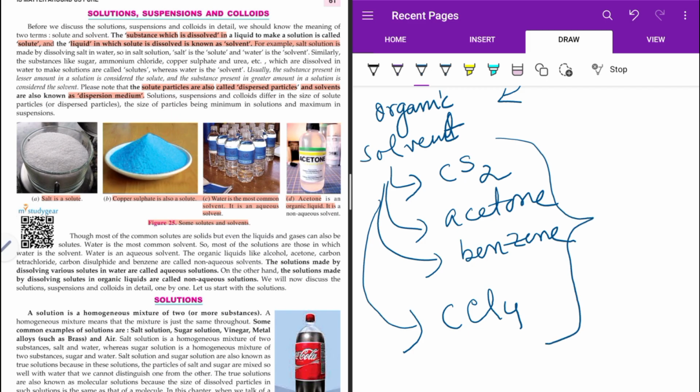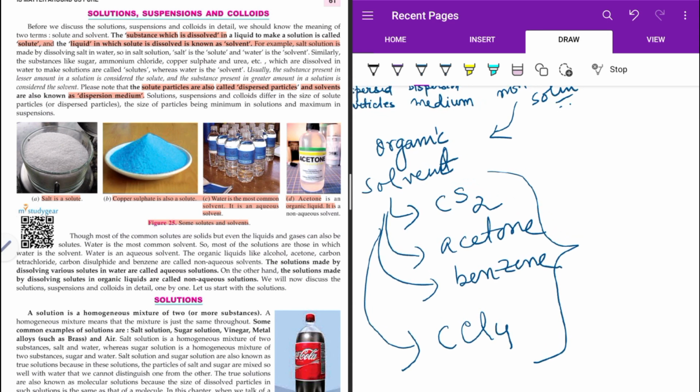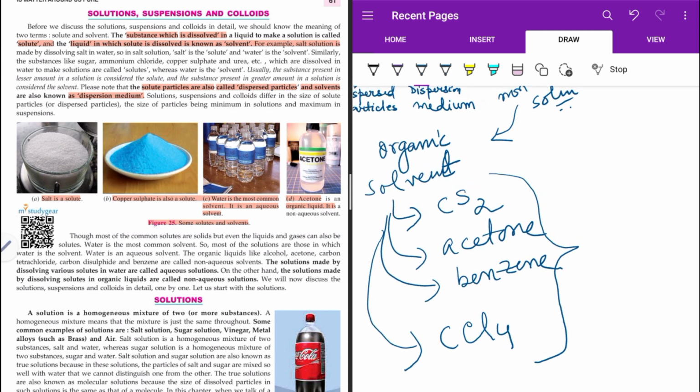So keep in mind that organic solutes dissolve better in organic solvents, because like dissolves like. That means the nature of the solute and the nature of the solvent should be similar. If I take a polar solute, then I have to take a polar solvent in order to make the solute dissolve in the solvent. So a polar solute will dissolve in water, and such a solution will be an aqueous solution.